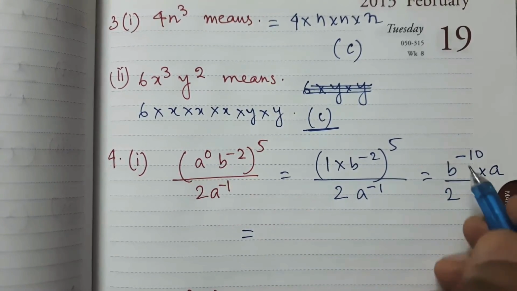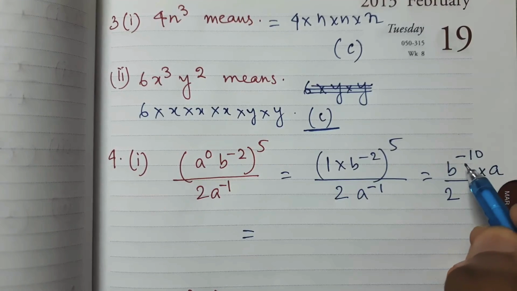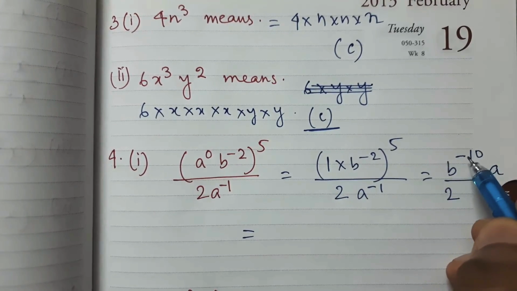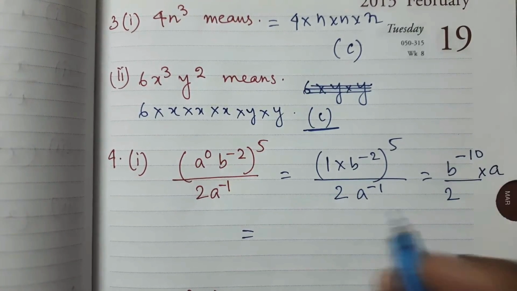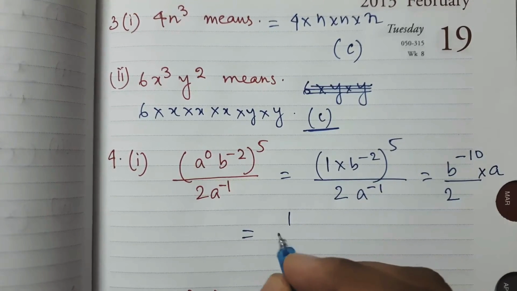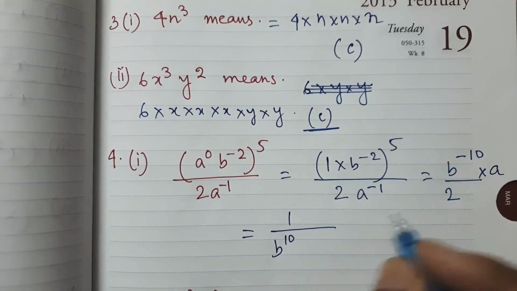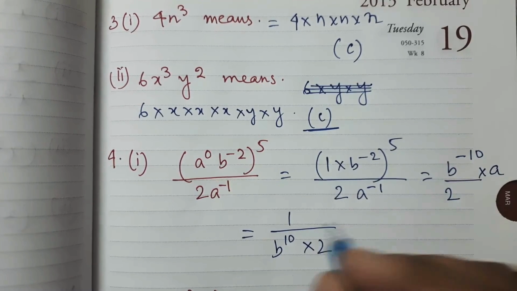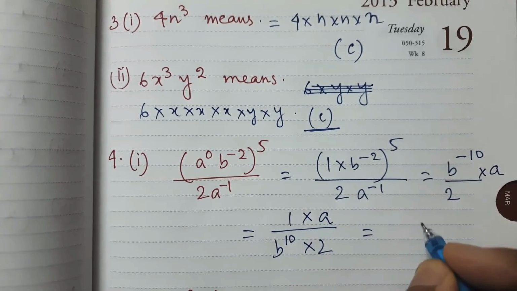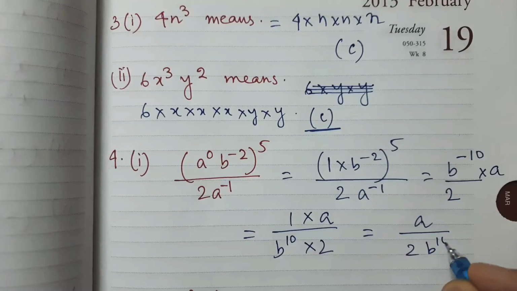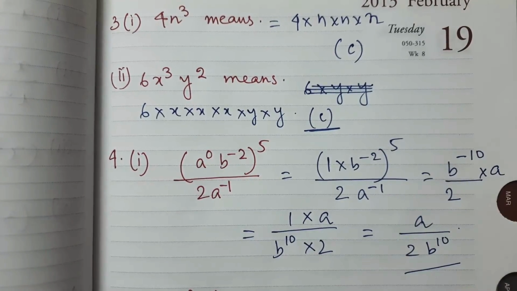So final answer will be, so here also negative exponent is present, so b to the power minus 10, that means 1 by b to the power 10, and then 2 was there, and then in the numerator a was there, so final answer is a by 2 b to the power 10. That's the answer.